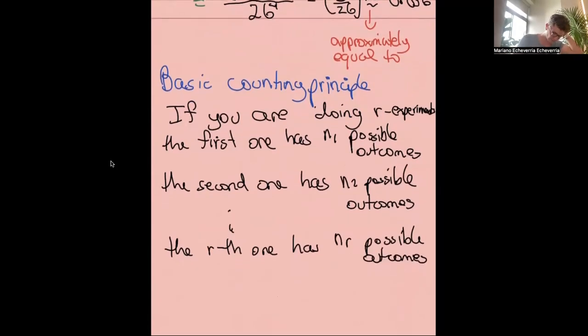Then in total, if you want to know what all the possibilities are, if you kept track of all the experiments at once, you just multiply the different options to get the total number of possibilities.